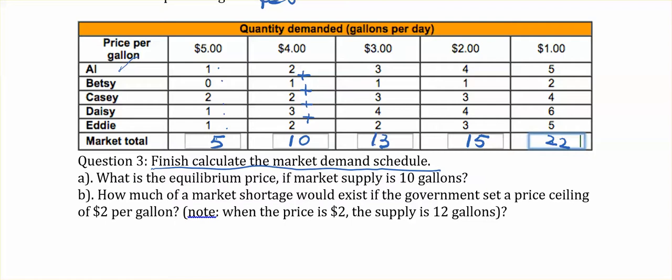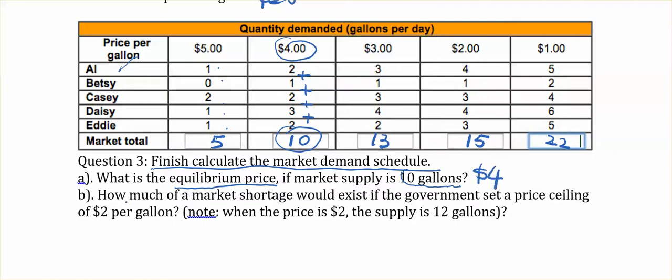What is the equilibrium price if market supply is 10 gallons? Again, in order to find the equilibrium price, we need to know the equilibrium quantity. The equilibrium quantity means supply equals demand. So when the market supply is 10 gallons, we go back to look at the table again. Under which price is the market demand 10? It's here. When the market price is $4, the market demand is 10 gallons, and the market supply is 10 gallons as well. In this scenario, the market meets the equilibrium. So the answer for question A is $4.